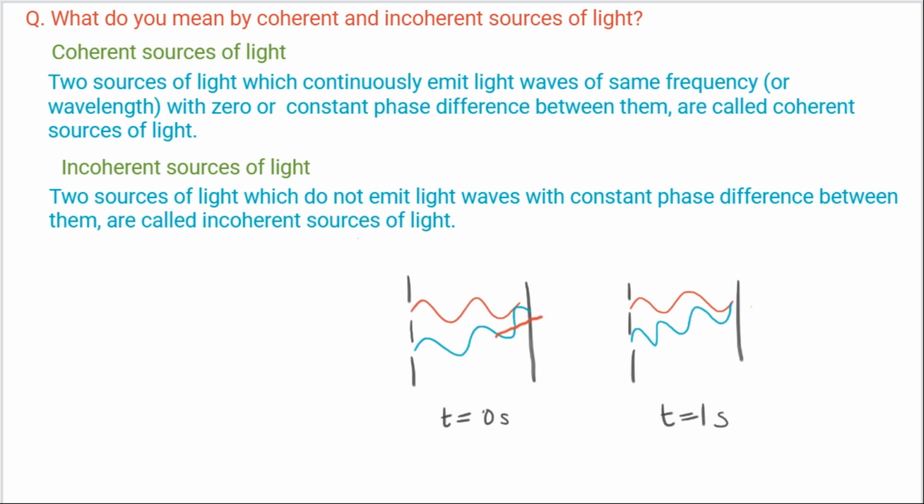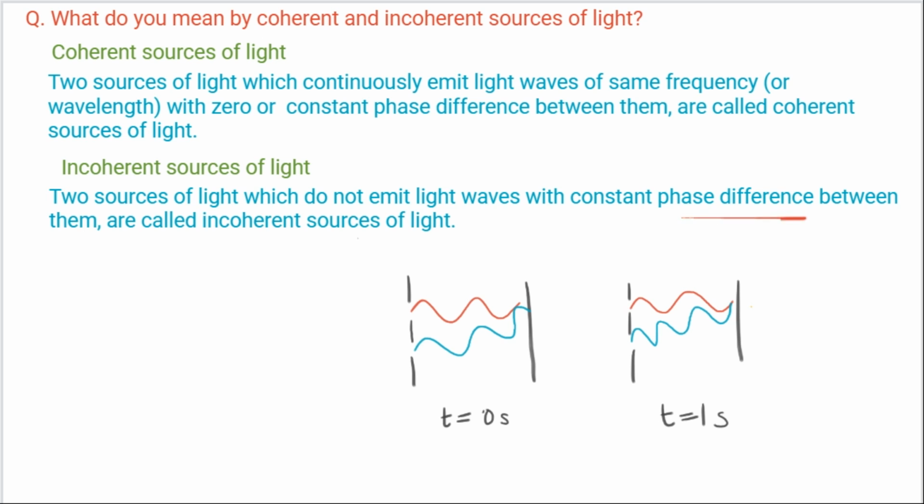Now, the extra path traveled by the light coming from your slit S2: in this case, there is a path difference of only lambda by 2. This is the extra path difference. Whereas in this case, the path difference has increased. This became your path difference, the extra path traveled by the light coming from slit S2. So what you notice is that if you are using incoherent sources of light, the path difference is not constant. If the path difference is not constant, obviously your phase difference will not be constant.